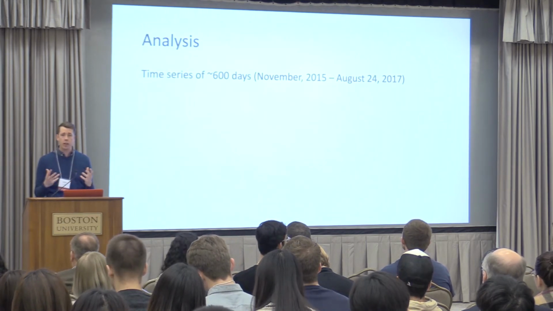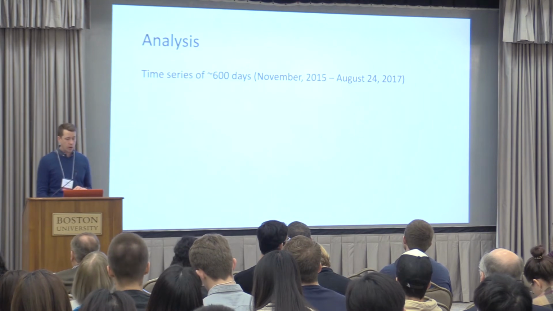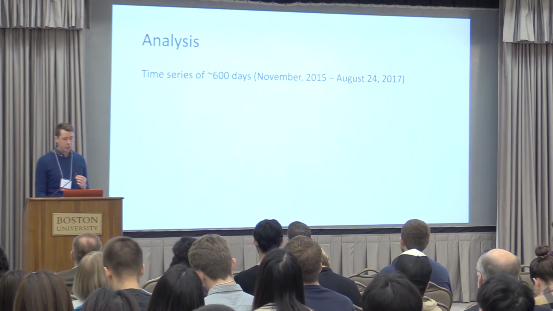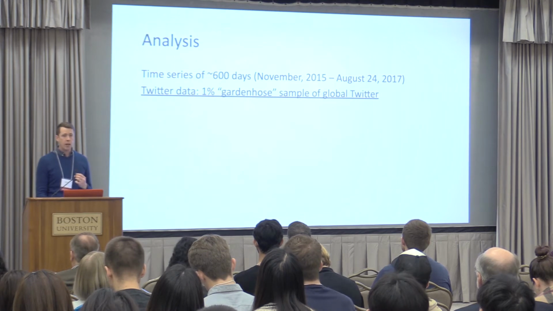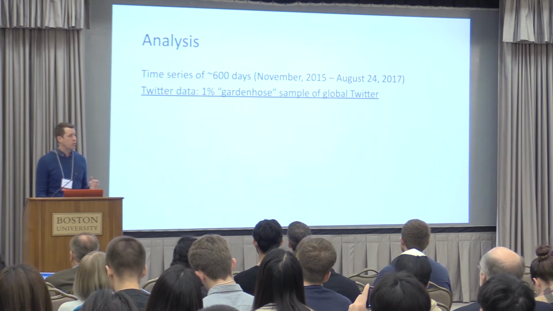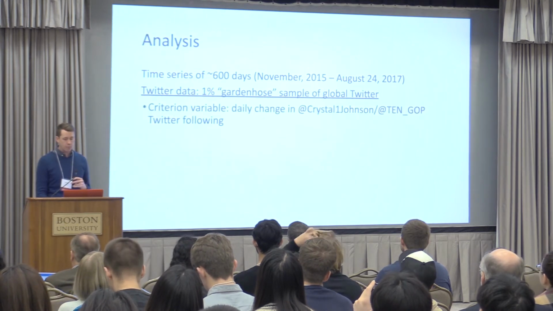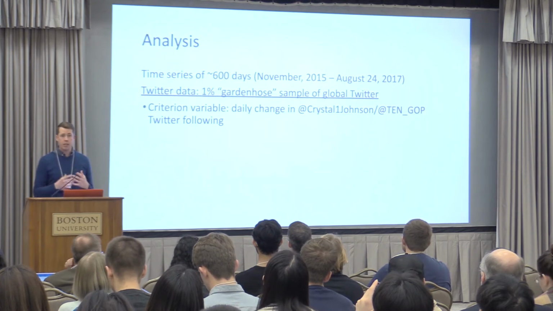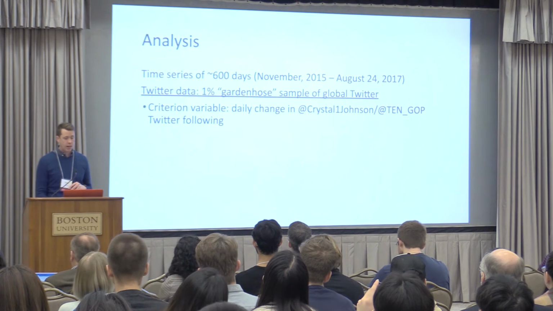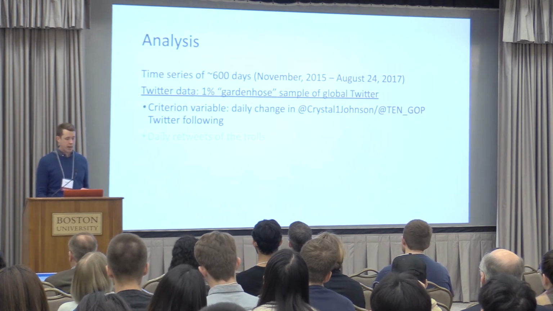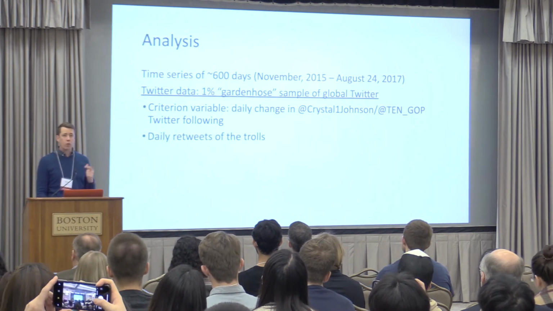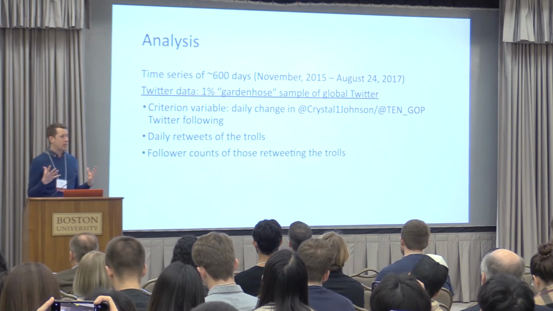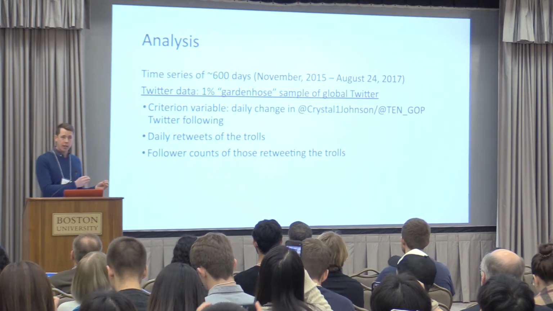Here's what our analysis looked like to give you a picture of the kind of data we're working with. It becomes a time series on a daily basis of about 600 days. We're drawing, in this case, Twitter data from a 1% global Twitter archive. Our criterion variable will be daily change in the follower sizes of these accounts, so how many followers they had on every day. We're going to look at retweets of them, and we're going to look at the size of the audiences of those retweeting the accounts.